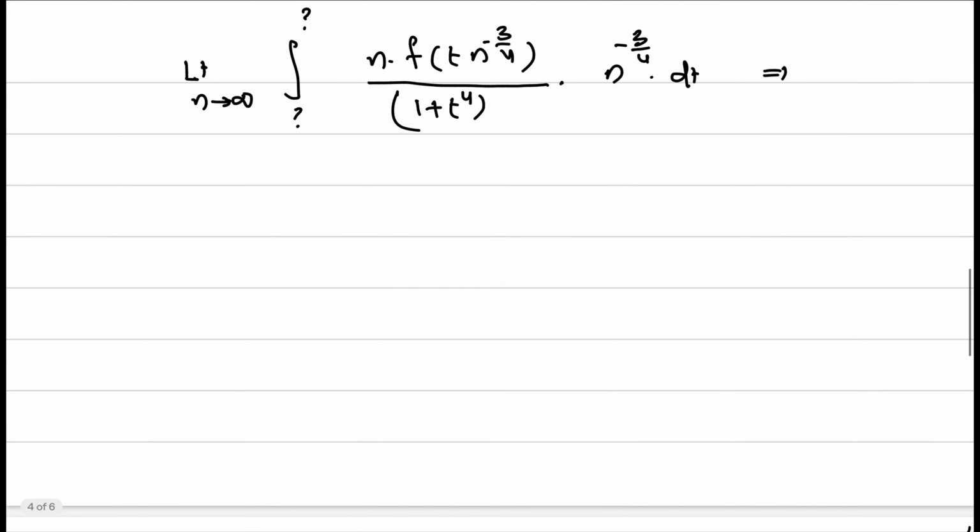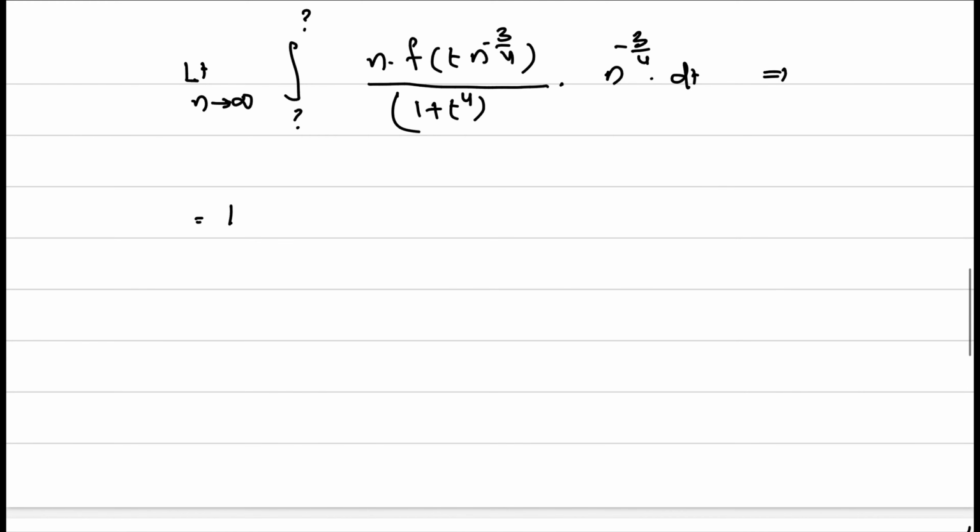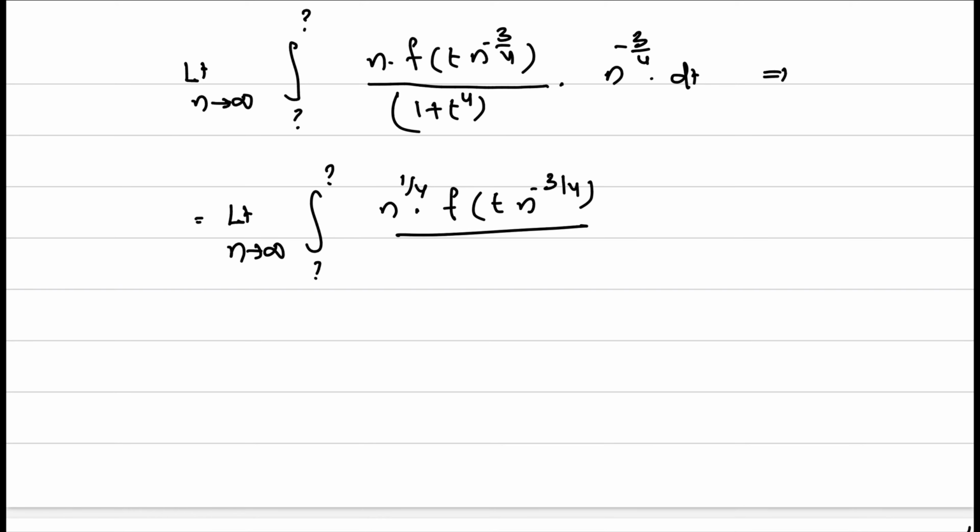That implies the given equation becomes limit n tends to infinity. Now we will find the limits. Don't worry, step by step we will go. n into n to the power of minus 3 by 4 is n to the power of 1 by 4, into function of t into n to the power of minus 3 by 4 divided by 1 plus t to the power of 4 dt. This is the given function. Now let's go and find out the limits.